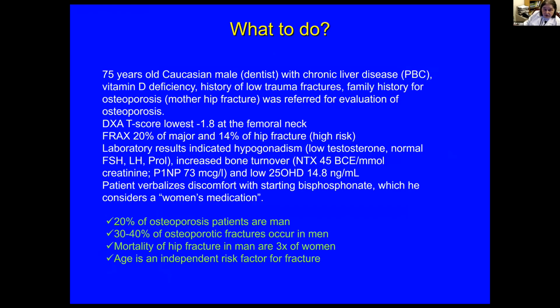And this slide will show you that even a male dentist can get osteoporosis with chronic liver disease, vitamin D deficiency, history of fractures, family history of osteoporosis. And I had to convince this patient that osteoporosis is not a woman's disease, that he needs to get help. And he developed this osteoporosis due to hypogonadism and his liver disease.